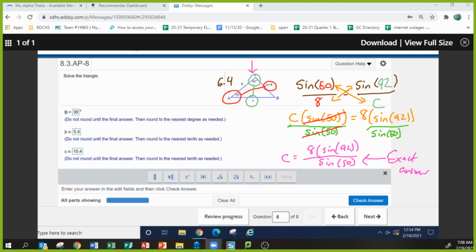Do these answers make mostly sense, right? What I mean by that is this one was 38, and then this down here is 10.4. Again, like I said in class, we had that problem where we had the triangle on top of the parade float that had like a shark.